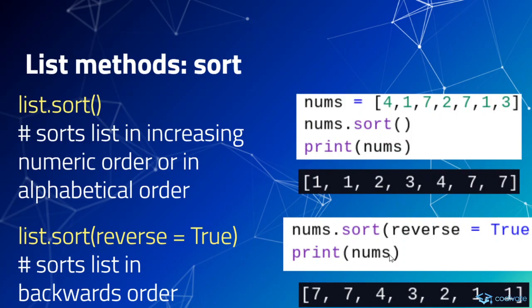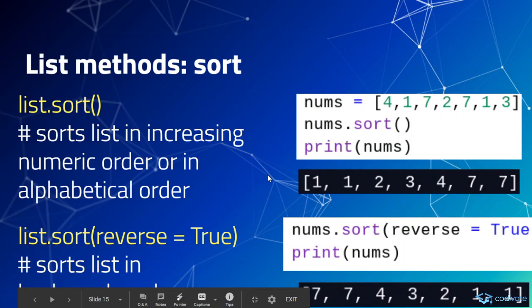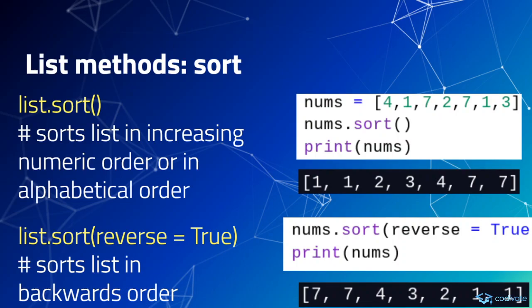Okay, we are approaching the end of our methods. The next method is the sort method. So what this will do is sort a list in increasing numeric order if it's a bunch of numbers, or in alphabetical order if it's a lot of strings. Here we have numbers, and if we were to do nums.sort, it would rearrange this list so that it is in sorted order, from least to greatest. You can see we have all these values, and now they're in increasing order, 1, 1, 2, 3, 4, 7, 7.